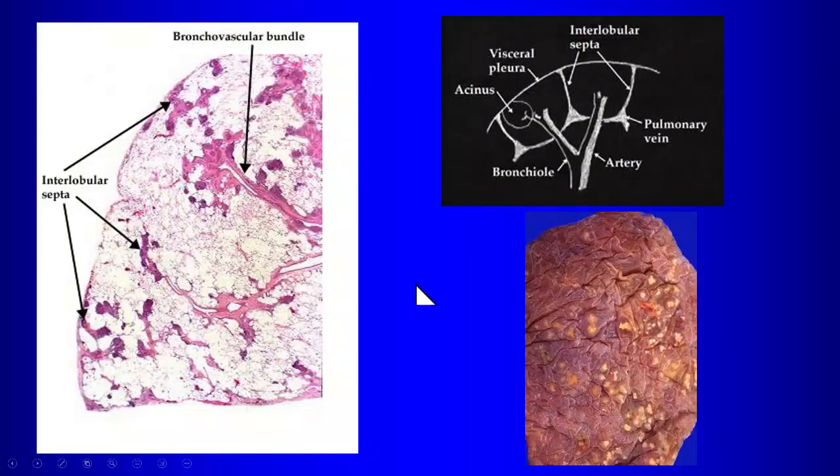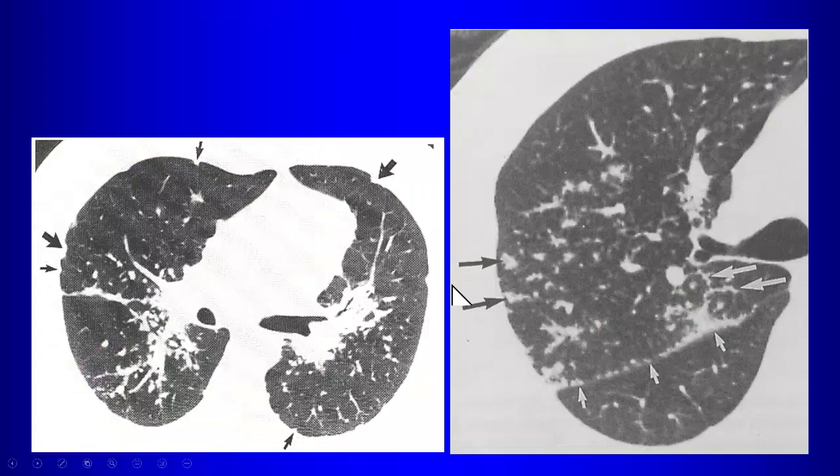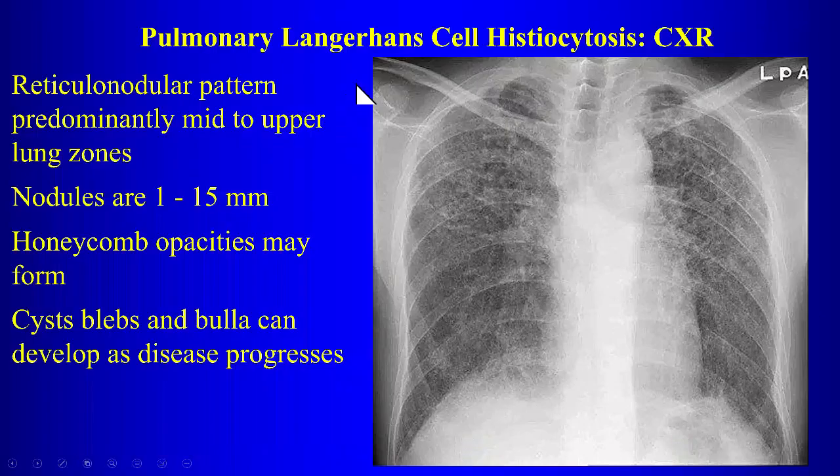sarcoid is that the nodules can have a perilymphatic distribution. So they can be along bronchi, along vessels, along the fissures, especially along the interlobular septae. So if you have nodules that are along the interlobular septae, studying the fissures, and then along interlobular septae. Here's a nice example, and here's another nice one, right along the interlobular septae. So nice examples here of a perilymphatic distribution from sarcoid.